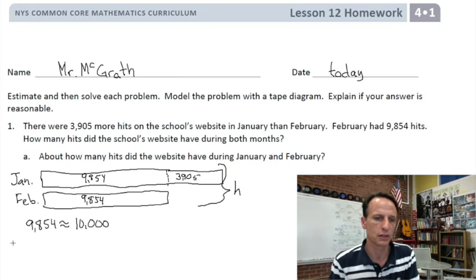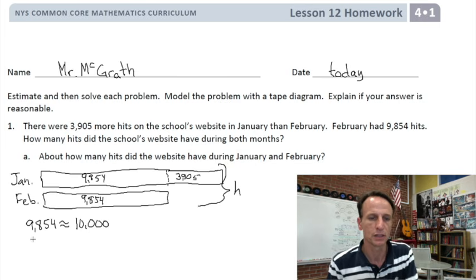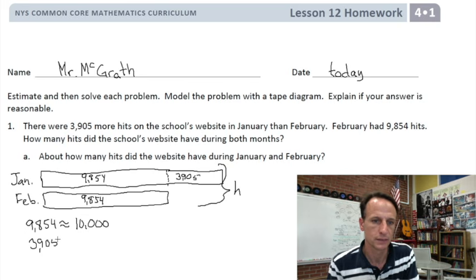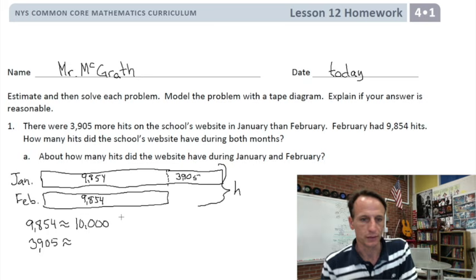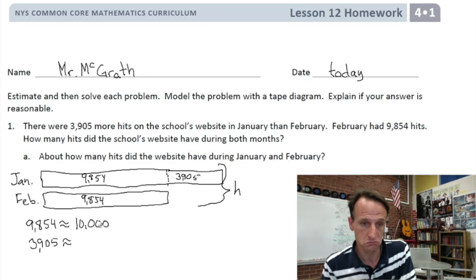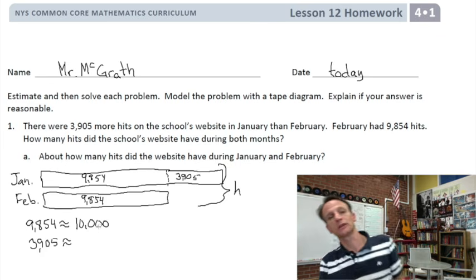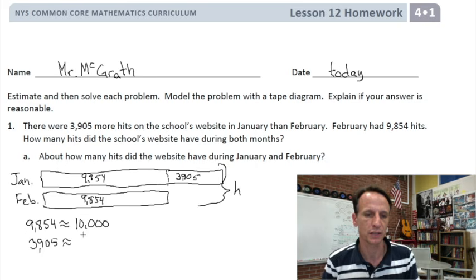And let's look at our second number, the advantage that January had. It's 3,905, and that is about equal to, well, let's think. 3,000s, 1,000 more would be 4,000. Midpoint, 3,500. This rounds up to 4,000. 3,900 does.